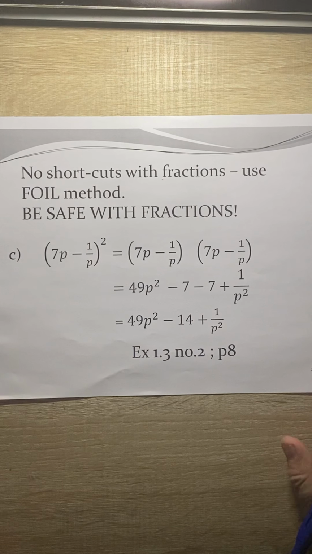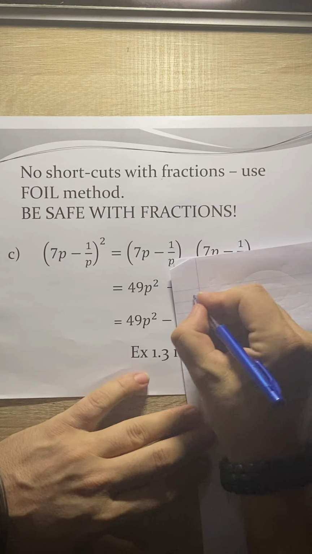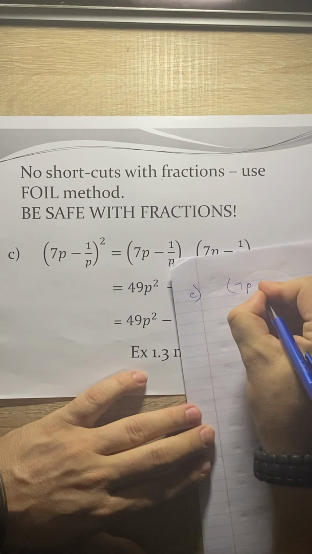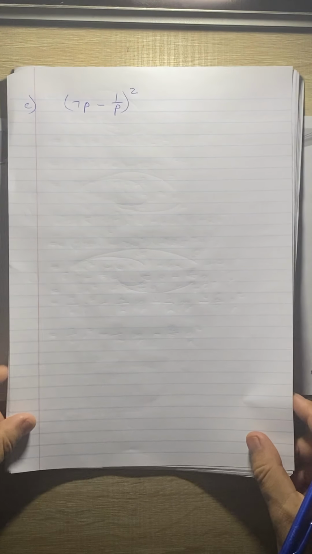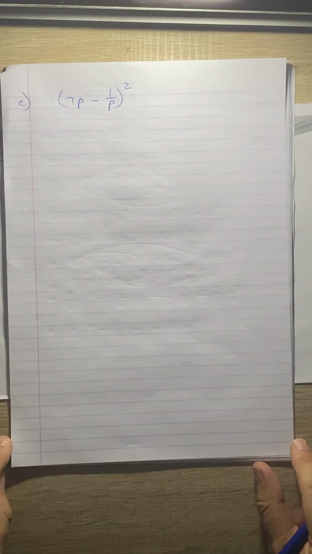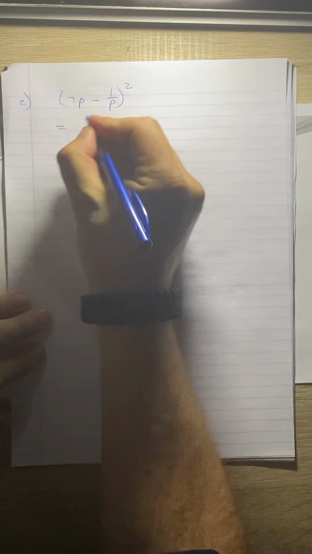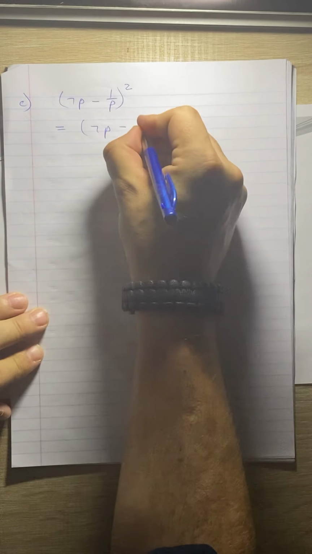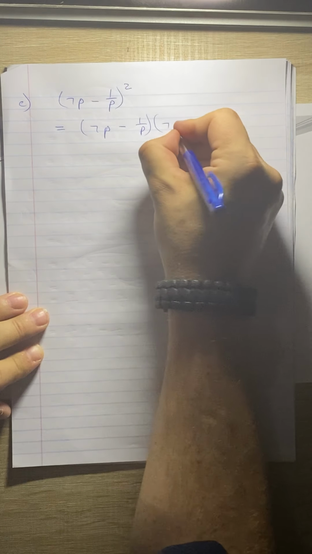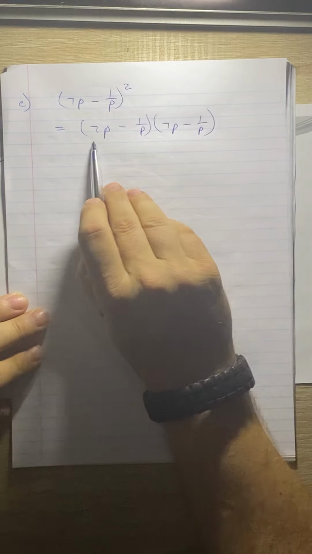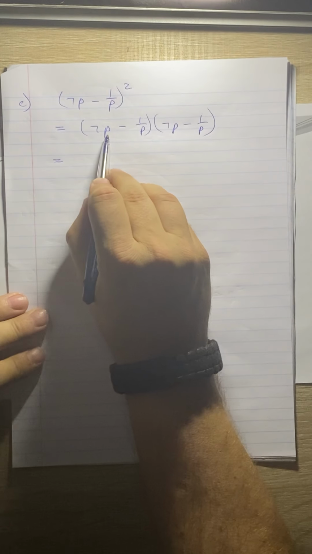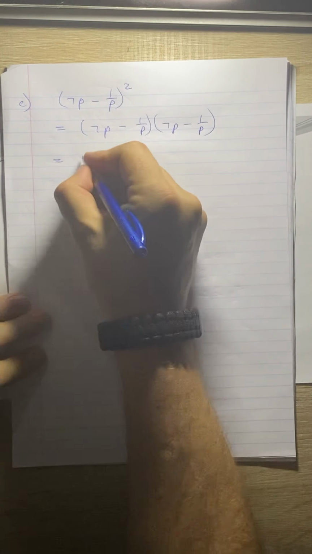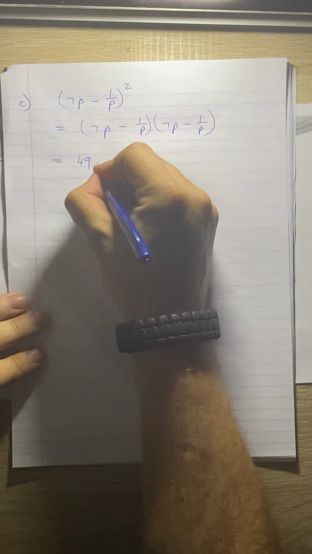Then another fraction one. It's not going to be too bad. I just want to copy it down and we can work through it. Okay, so remember what that squared means? The squared just means we've got two of these brackets. Okay, binomial with the binomial, so we need to FOIL. So first, 7p times 7p. So 7 times 7 is 49. P times p is p squared.